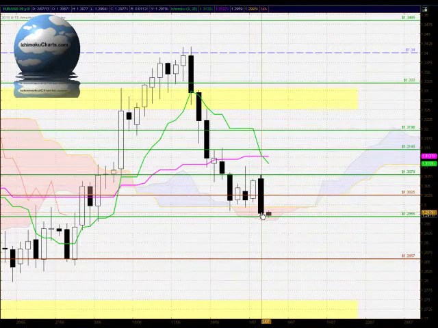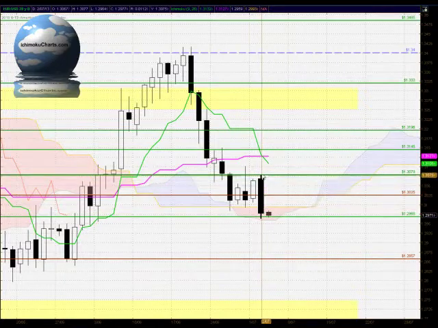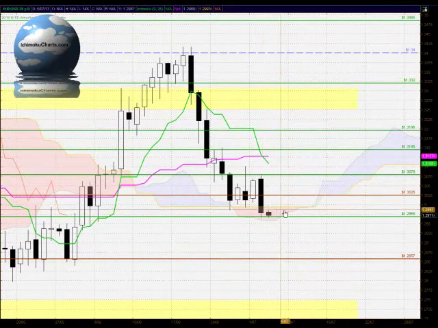The sellers have closed with control of this market, and they have been strongly committed to this market as the market tested to the 130.79 level and was strongly rejected from there.